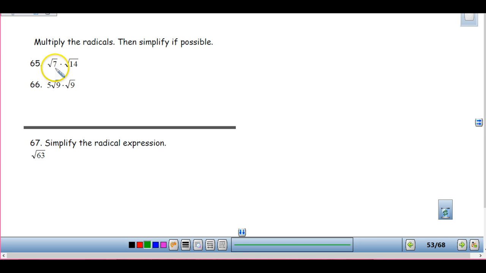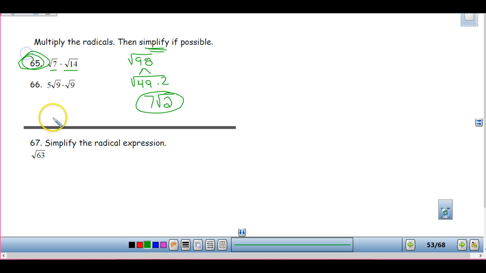Okay, multiply the radicals. If they're both underneath there, we multiply them together, which gives us the square root of 98. Then we have to simplify. So I can write this as the square root of, gotta find a perfect square, so 49 times 2. Square root of 49 is 7, so 7 square root of 2 is what I get for 65.